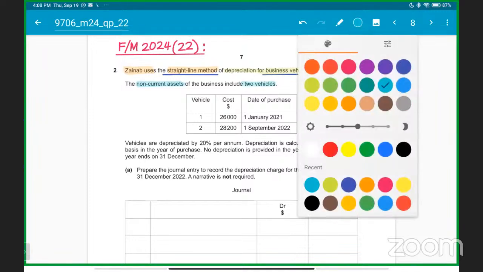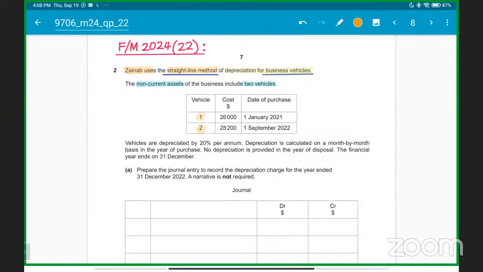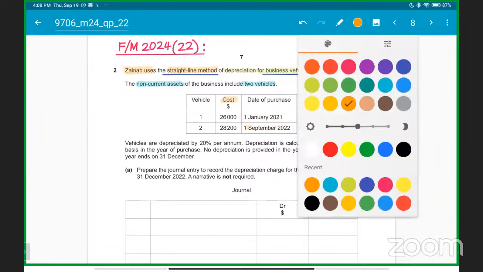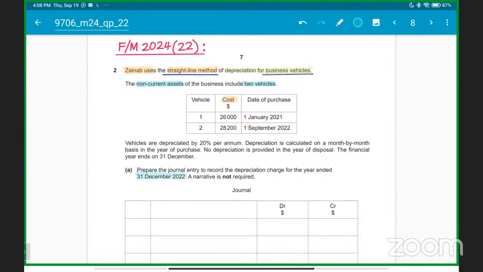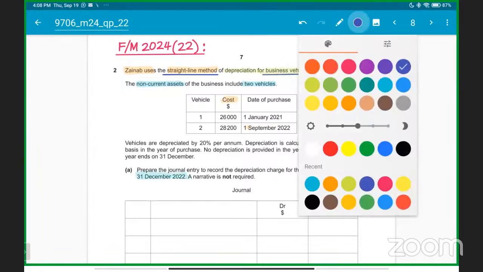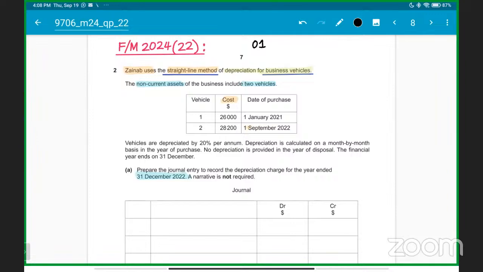We have vehicle number 1 and vehicle number 2. Their date of purchase and the cost of the asset are also given. We purchased them on 1st January 2021 and 1st September. Our year ends on 31st December 2022, so the year starts on 1st January 2022 and ends on 31st December 2022. Understood? Clear?